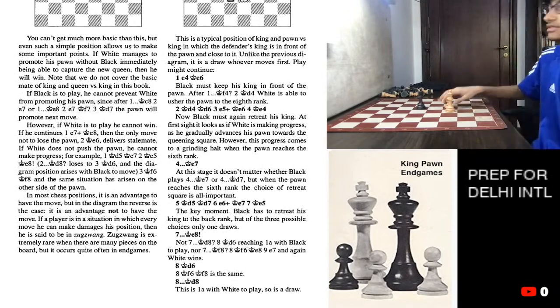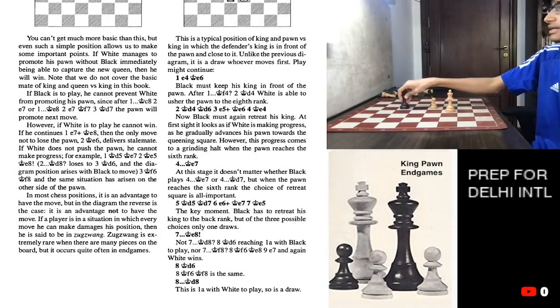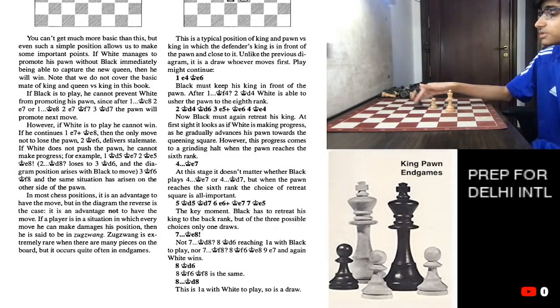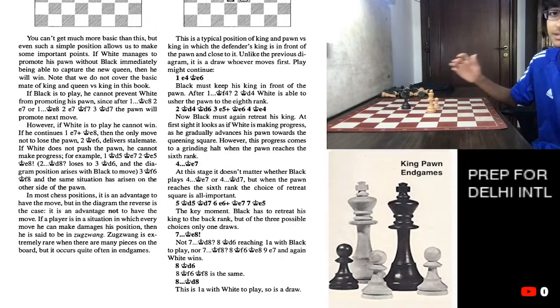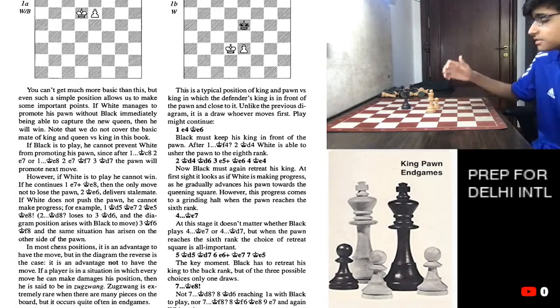For example, if it's white to play, you go e4, king e6. You never give the opposition. You don't go king d4 because king d4 allows opposition. But even this is a draw because you can just go king e6, and now after e5 you can go king e7. Hence, such positions are usually draws.